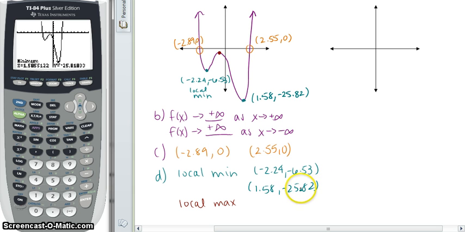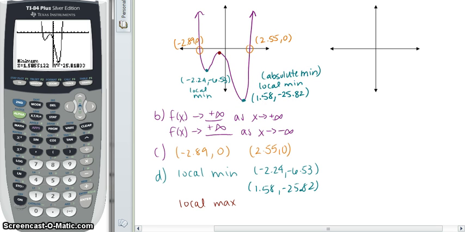So both of these are local min, but this point here is a local min and also an absolute min as well, because this is the lowest point of the entire graph. So this point right here is an absolute min. It only asks us for a local min, that's why we had to list both. But if it asks us for our absolute min, we would have to list this point here.